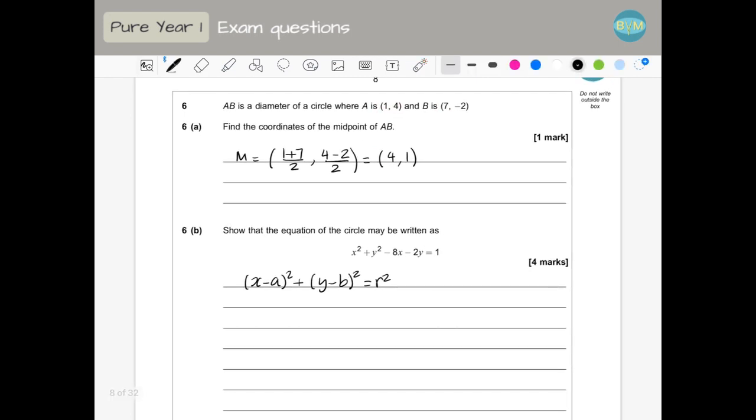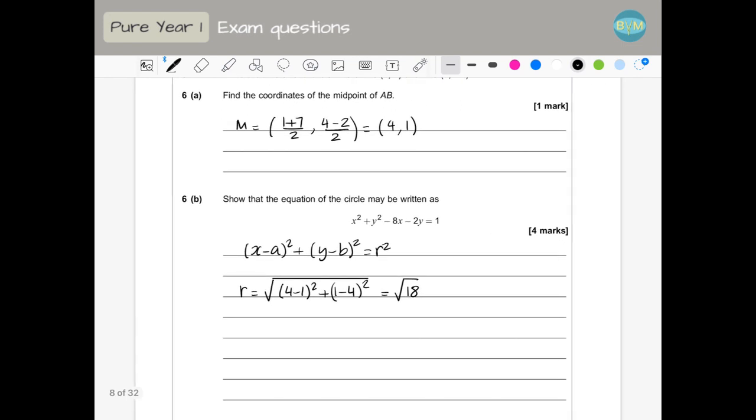That distance, so the radius, is going to be the square root of the difference in x squared, so 4 minus 1 squared, plus the difference in y squared, so 1 minus 4 squared, which is the square root of 3 squared plus 3 squared, which is 9 plus 9, which is 18. Yeah, root 18. That's the radius.